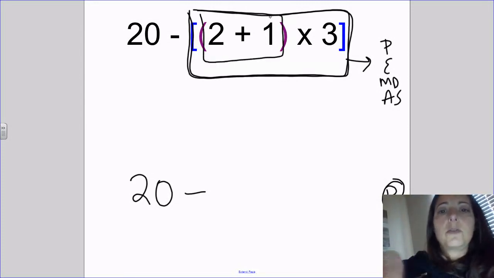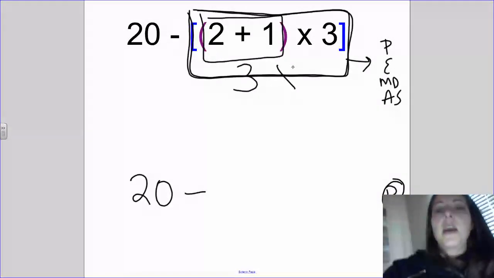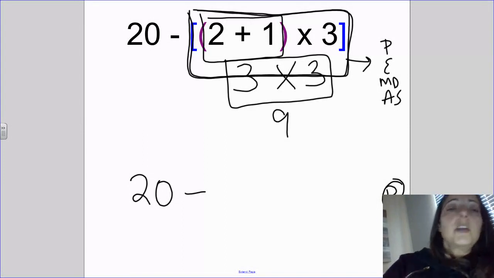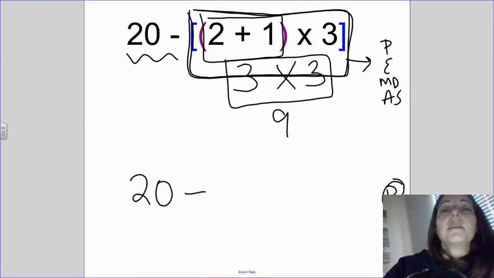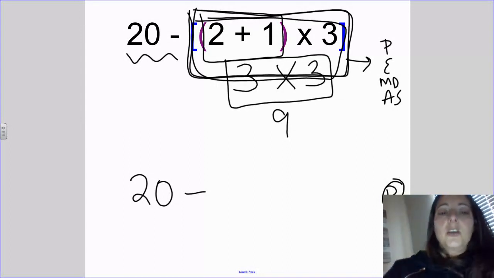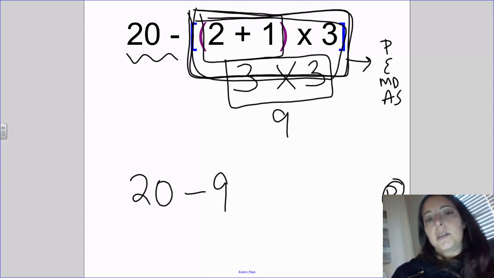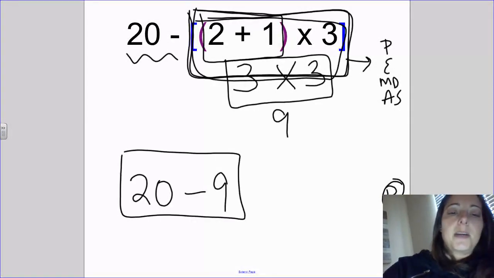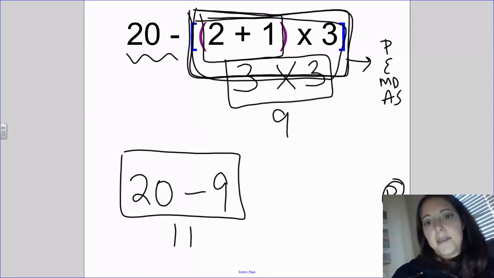Parentheses first. So 2 plus 1 is 3. And I still have times 3 left over from my bracket. And then that's last package standing. 3 times 3 is 9. So the original problem was 20 minus whatever all this is. Well, all that is 9. So 20 minus 9 becomes what I'm left with. Now that's a last package standing. 20 minus 9 is 11.